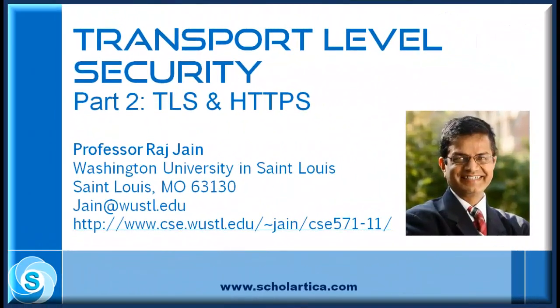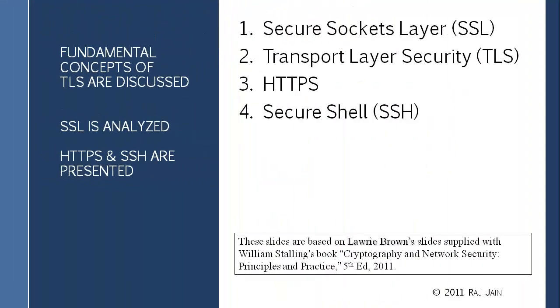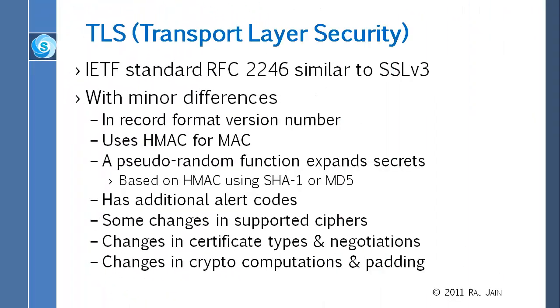So with TLS, as I said before, TLS is just an extension to SSL with minor differences. In the version number, obviously, it has been changed from 3 to 3.1, and they use HMAC, which is the keyed MAC, and they use a pseudo-random function that expands the secret based upon HMAC using SHA-1 and MD5. So the secrets, we saw how they expand, right?